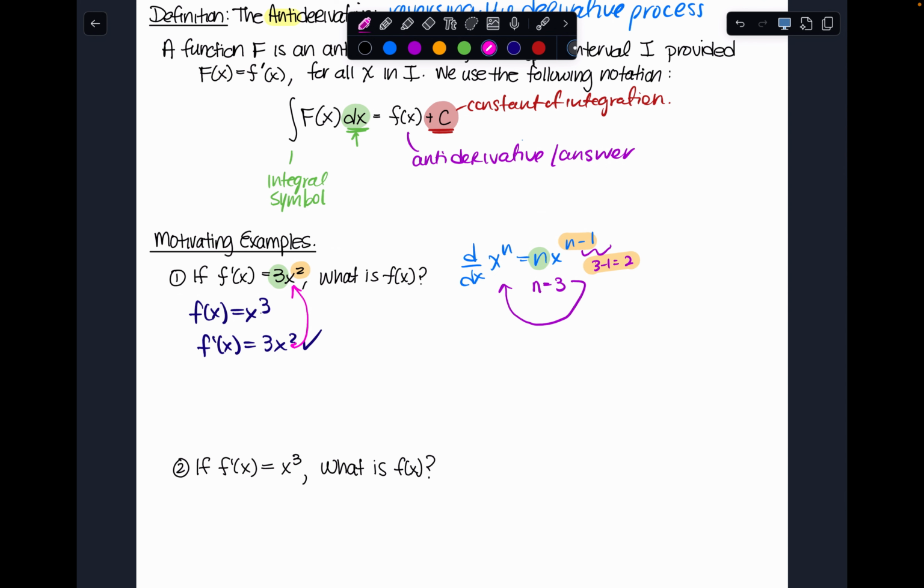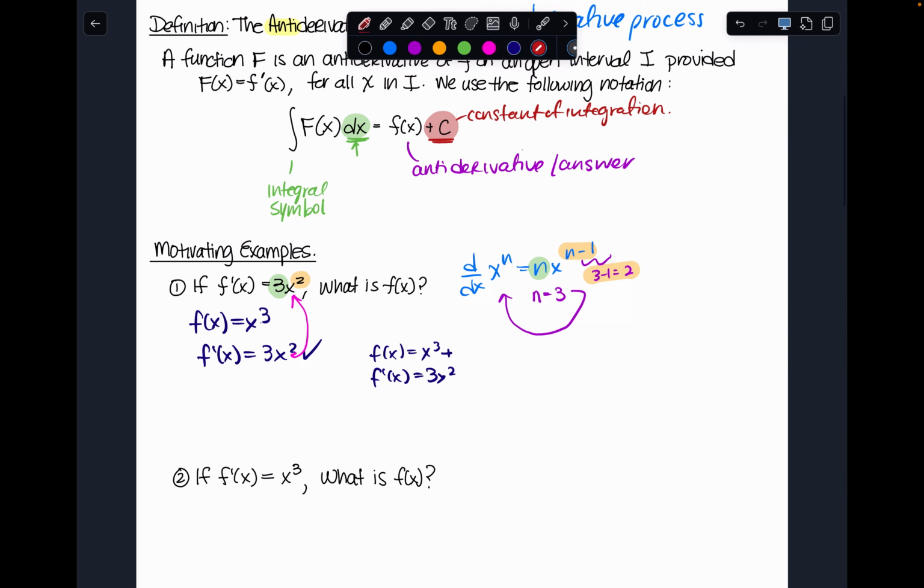But I ask you this question. What if I said f of x could also be x cubed plus 1? Is the derivative of that function also 3x squared? Yes, because the derivative of a constant is 0. So in this case, f prime of x is also 3x squared. And I could change this number 1 to any number on the planet.